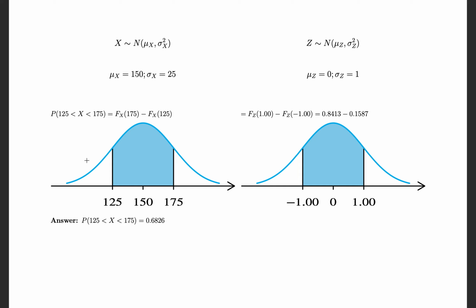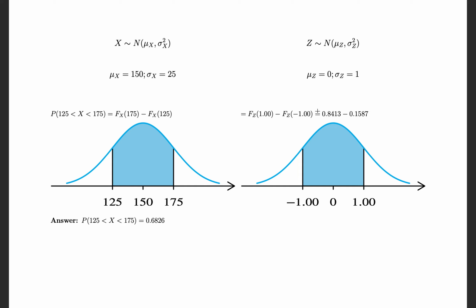But another way of doing it is also to take the area under the graph on the left-hand side of 175. This, the distribution function for 175, is all the area on the left-hand side of 175. And then we take minus the area under the graph on the left-hand side of 125. So all the area up until here minus all the area up until here.